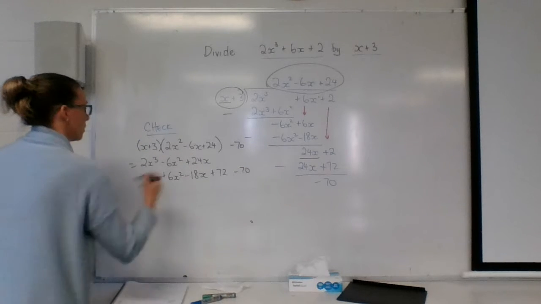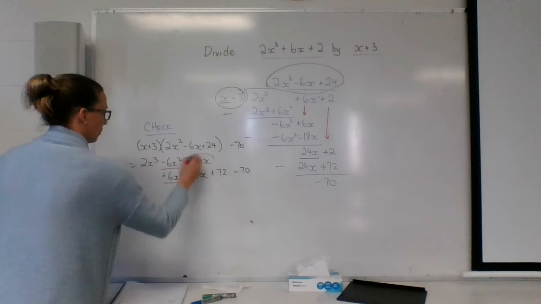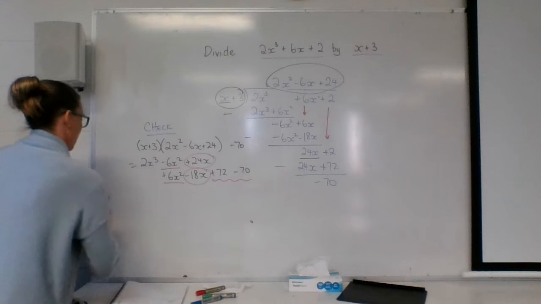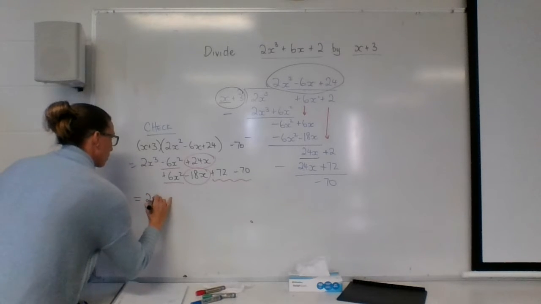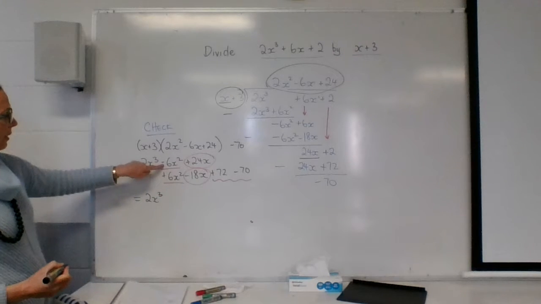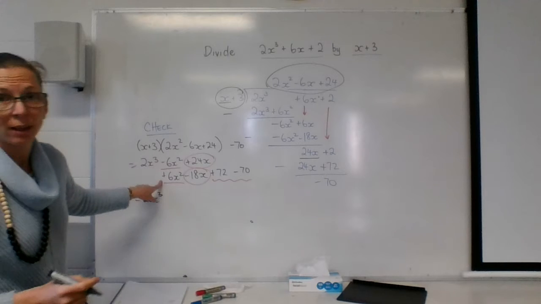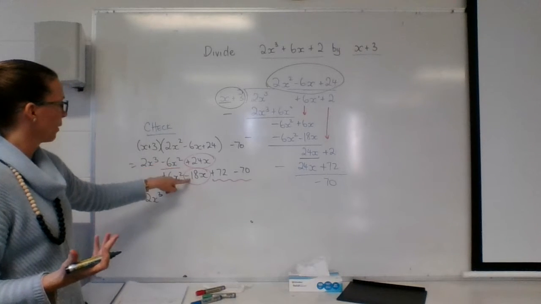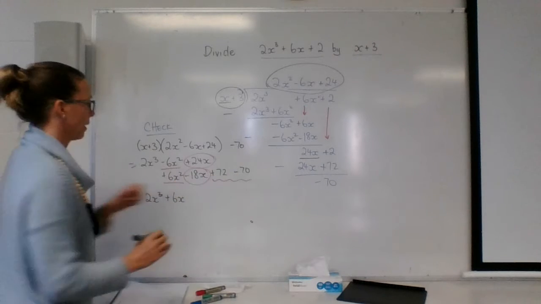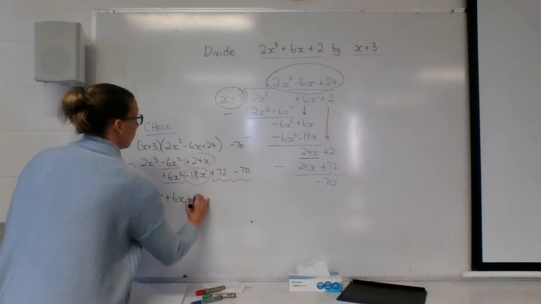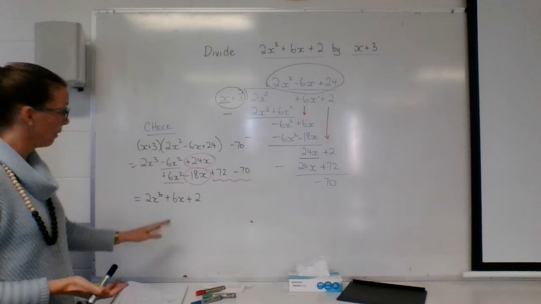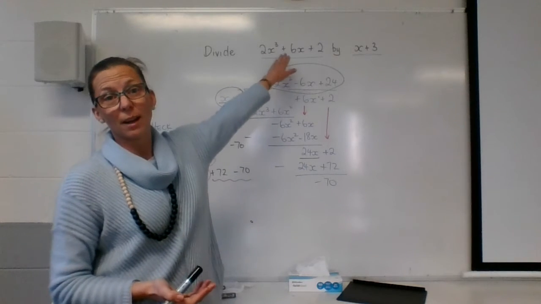Collect some like terms. Which gives me 2x cubed. Negative 6x squared plus 6x squared is nothing. 24x take 18x is positive 6x. 72 take 70 is plus 2. And if you look really carefully, that is exactly what we started off with.